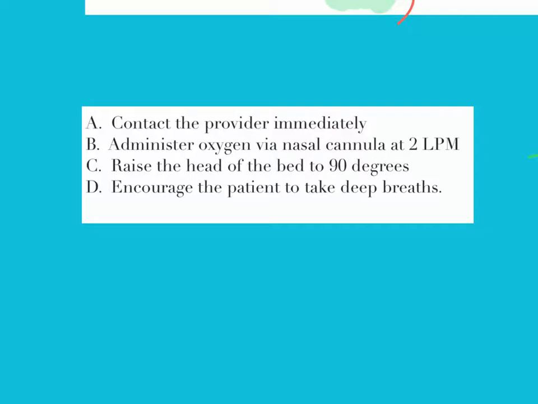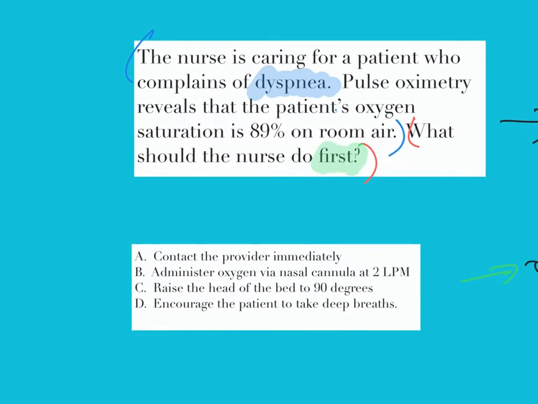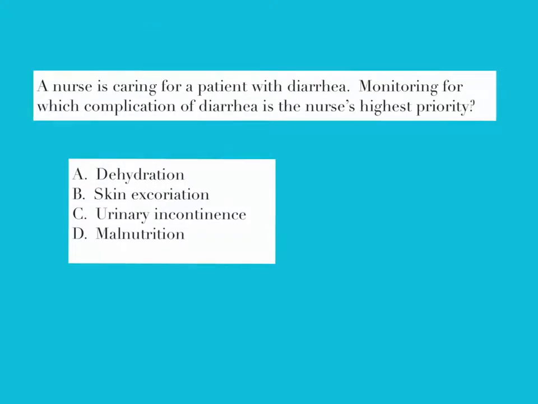Remember, go back to the stem. What should the nurse do first? So the correct option in this question is C. I'm going to highlight it. And it was probably a pretty easy question for you. But just going through it a little bit at a time can be somewhat helpful for you to understand how questions work. Okay, so let's try one more.